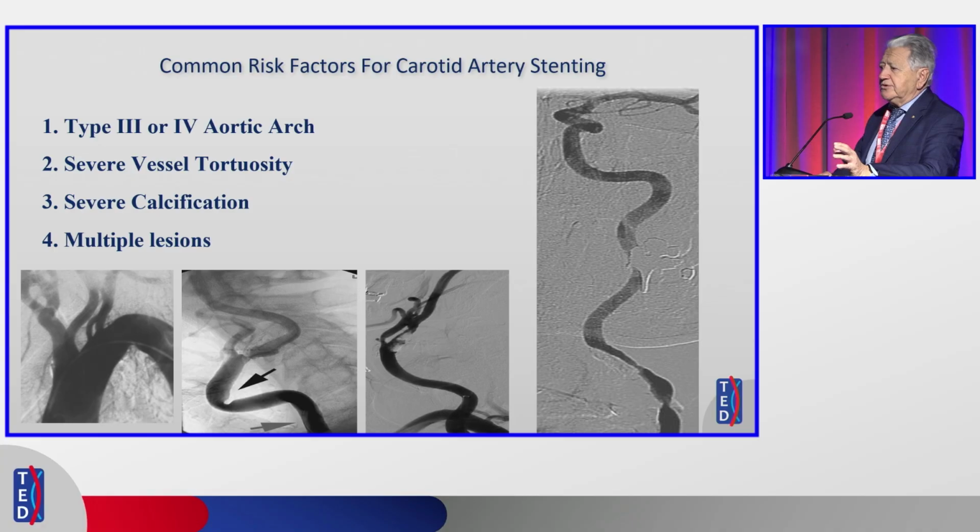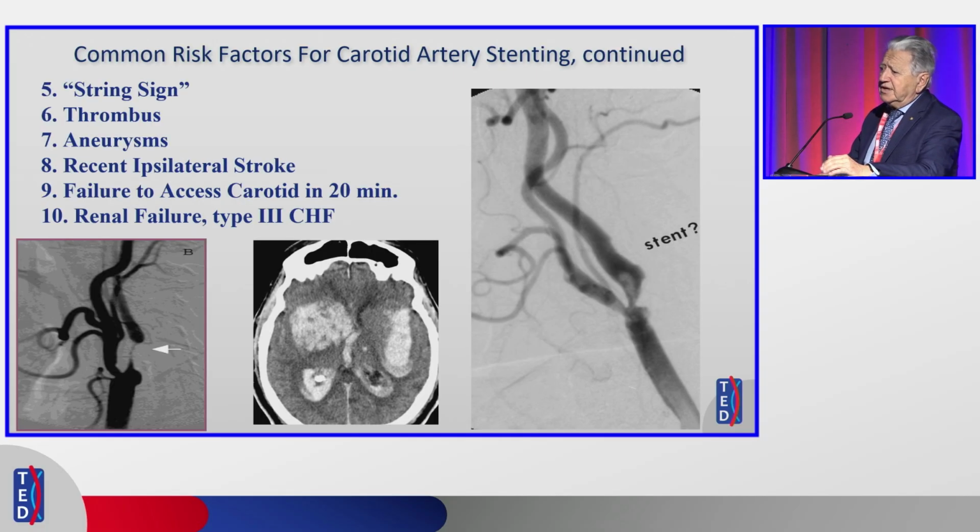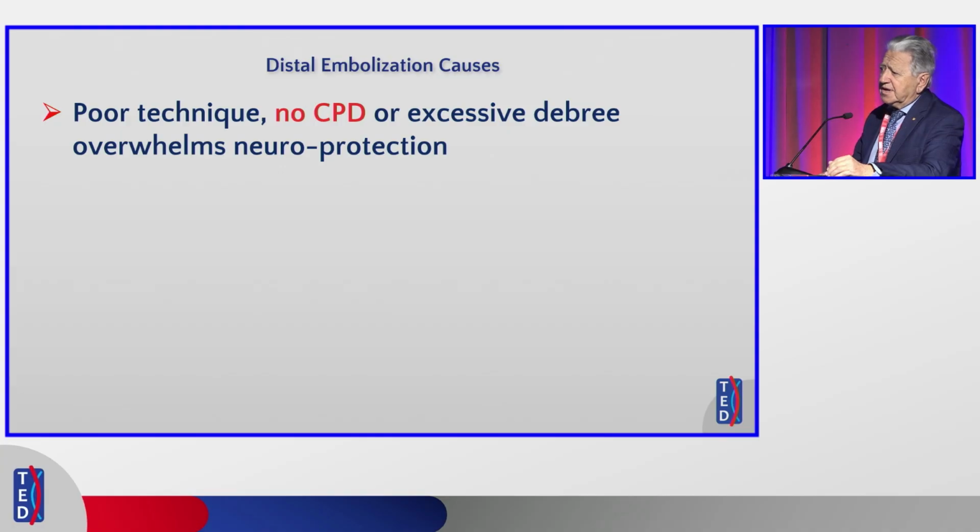So I wanted to share with you, all are very familiar, there are issues and problems and complications that occur with type 2 or type 4 arch, extreme vessel tortuosity, severe calcification, tandem or multiple lesions, like what Dr. Zir has shown there, and so on. String sign is another contraindication in my mind for carotid artery stenting. Presence of a thrombus, like you can see on the right-hand side. Aneurysms, as we have seen, recent ipsilateral stroke, or failure to access the lesion in 20 minutes in my criteria, and then renal failure and congestive heart failure.